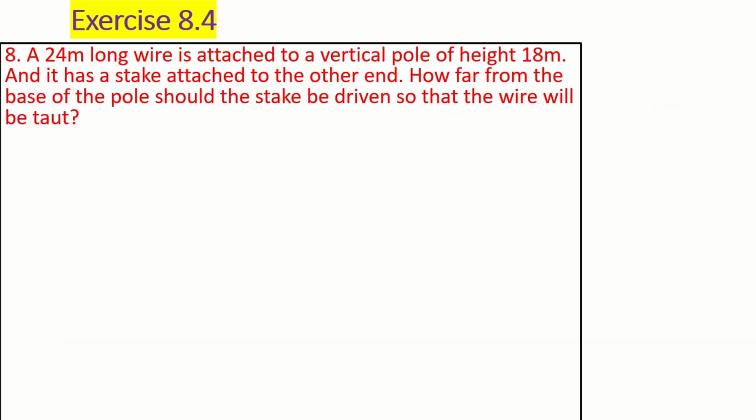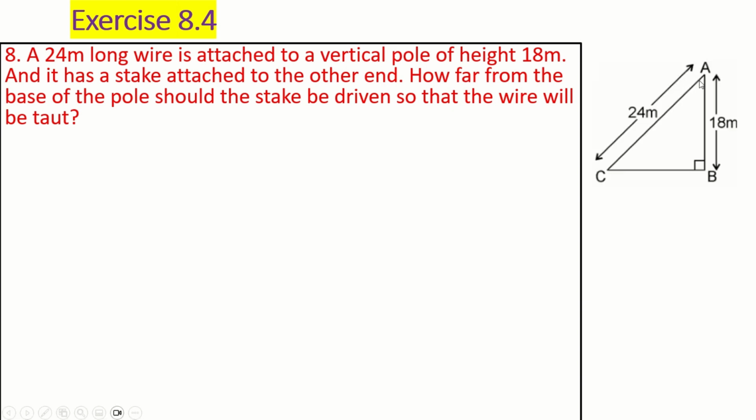Next. A 24 meters long wire is attached to a vertical pole of height 18 meters and a stake attached to the other end. How far from the base of the pole should the stake be driven so that the wire will be taut?